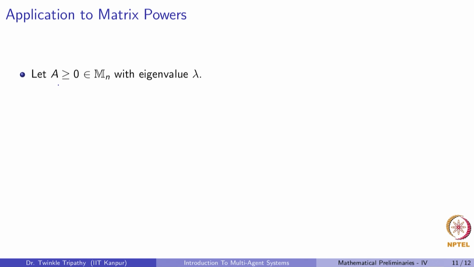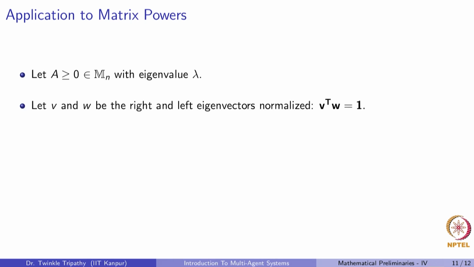So, again, let us start with a non-negative matrix with some eigenvalue lambda. We will enforce more properties on the lambda soon. And let V and W be the corresponding left and right eigenvectors which are normalized such that this relation holds.